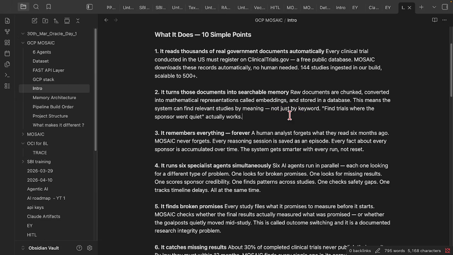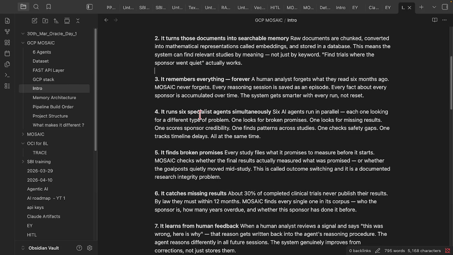Now that is fantastic. Just imagine, this is impossible for a human biological analyst or a clinical researcher. If they see any issue with the research, it is impossible for them to dig out every research paper on that subject in the entire world. But our agent is going to do that. It is not going to depend just on keywords, it is going to depend on meaning. So find the trials where sponsors were quite... and this is what actually worked. We'll come to that in some videos.